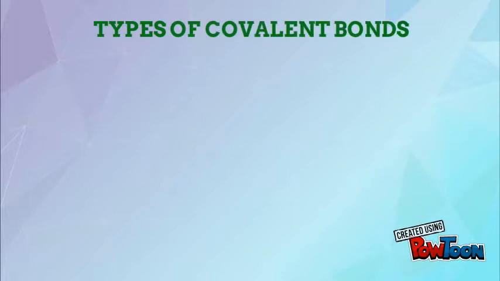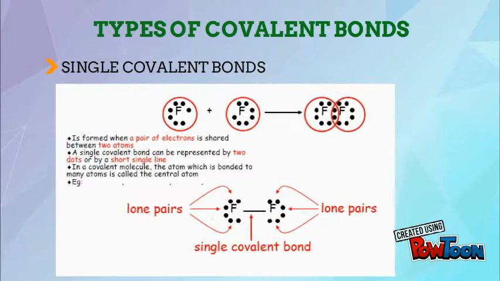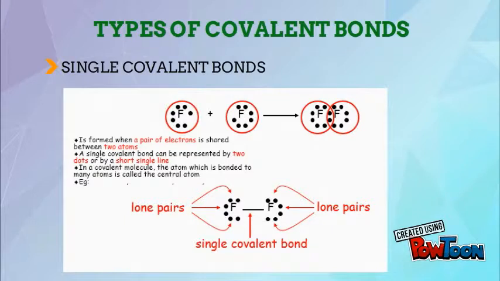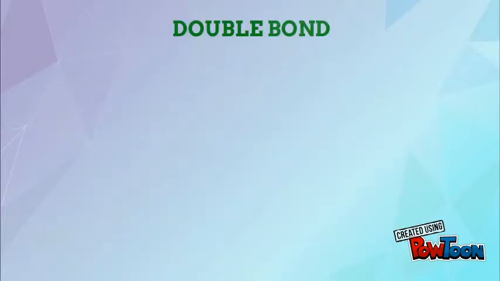Types of covalent bonds. Single covalent bonds. Double bond: two atoms share two pairs of electrons.